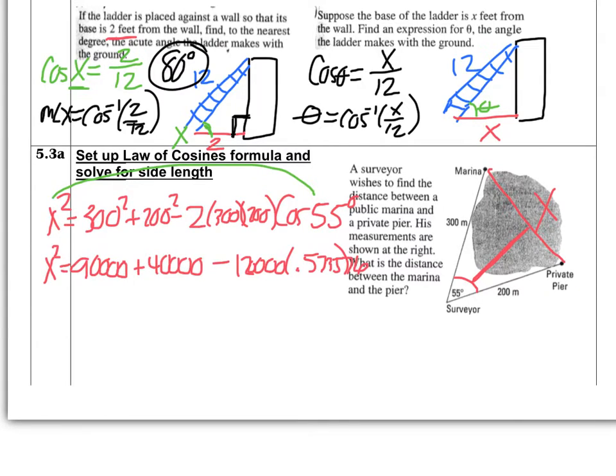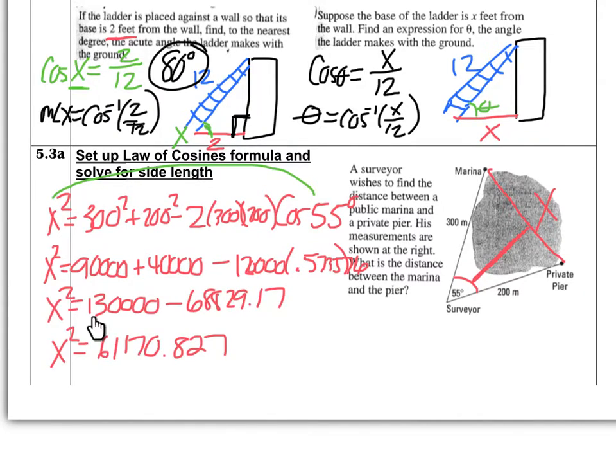So when you simplify, 300 squared is here, 200 squared is here. I multiplied the 2 by the 3 and the 200 and got a negative 120,000, and I did the cosine of 55. Now I'm going to type in these two here to multiply together, so the answer will be negative, and then add these two for the next step. So when I do that, we have 130,000 minus this negative value. Bring these two together and get this value.